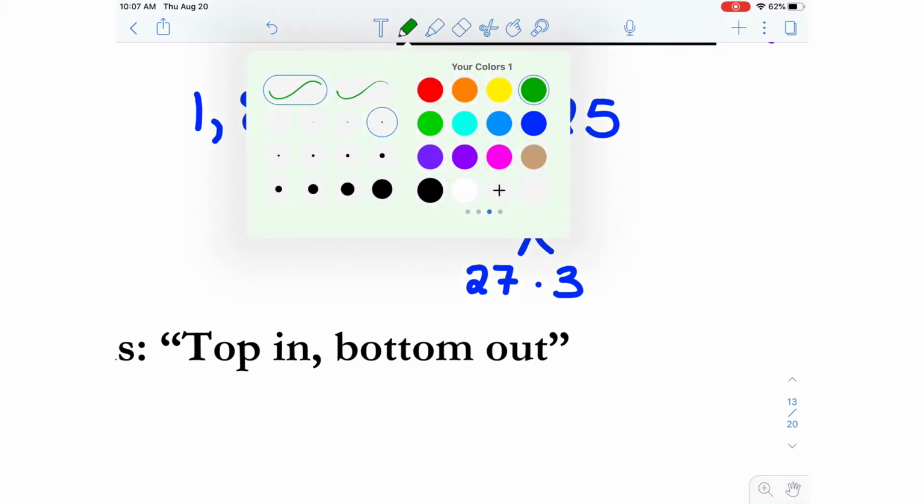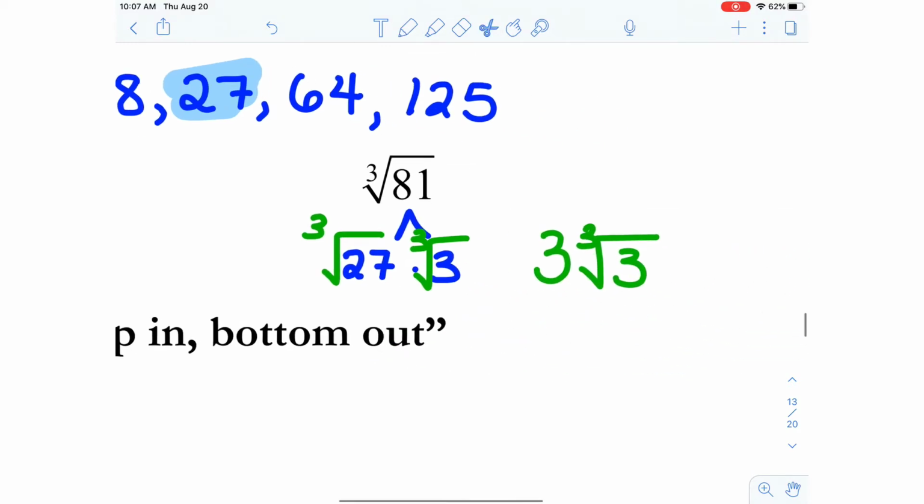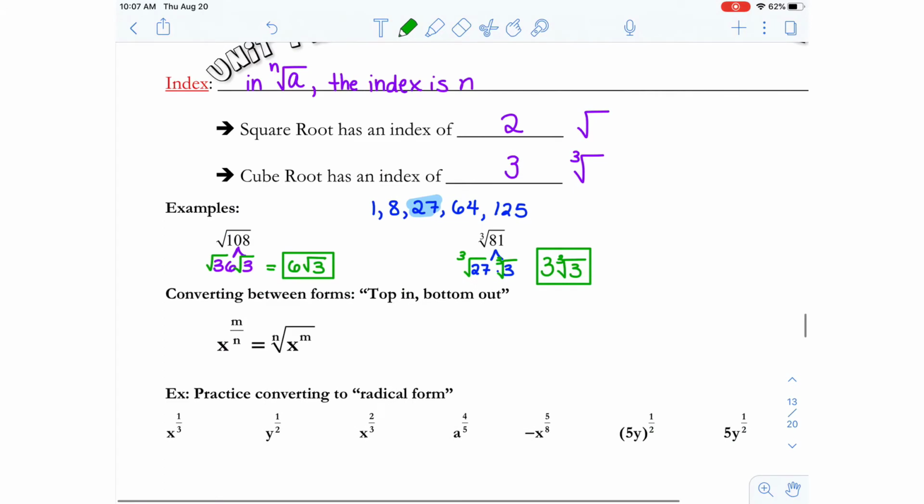So now instead of square rooting both of these numbers, I'm going to cube root both of these numbers. The cube root of 27 is 3. And the cube root of 3 is not nice. So I'm going to just leave this as 3 cube root 3. And that's my answer. So it's the same idea as square roots. It's just instead of looking for perfect squares, I'm going to look for perfect cubes.